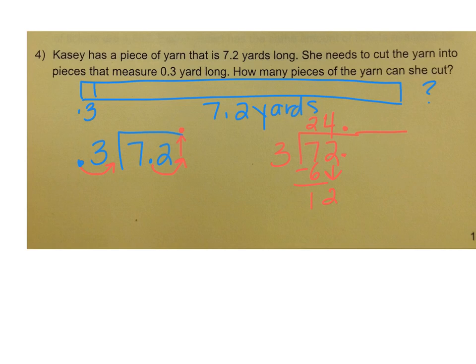Okay, I can take 12 and divide that by 3, and it would be 4. And that would give me all 12 with nothing left over. So how many pieces of yarn can she cut is my question, and the answer would be 24 pieces.